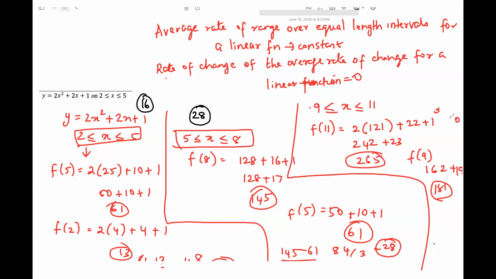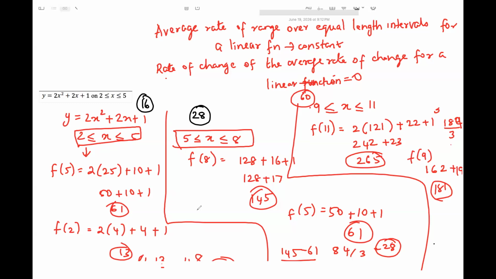So that would be 360. That doesn't make any sense to me. 16 to 28 is 12. Are we doing it right? Can one of you check? 265 minus 181, guys. So that would be 84. So that would be 6. Something feels wrong.